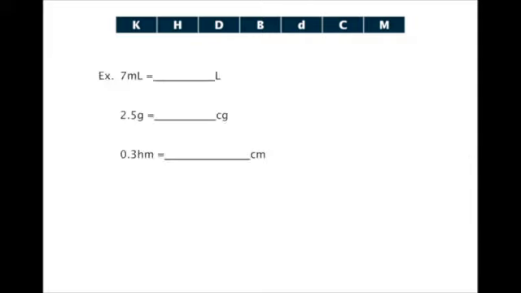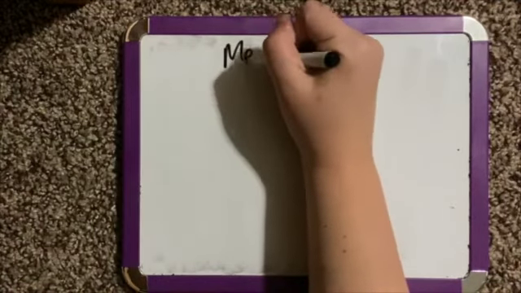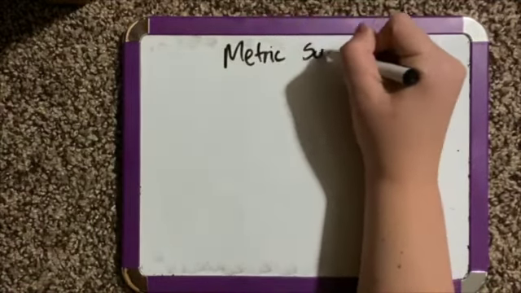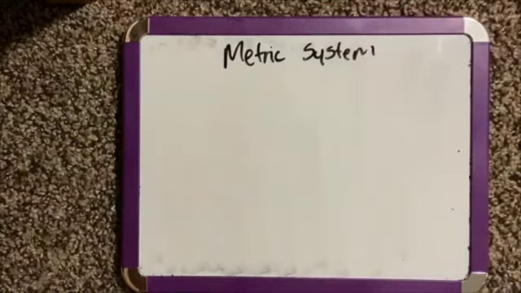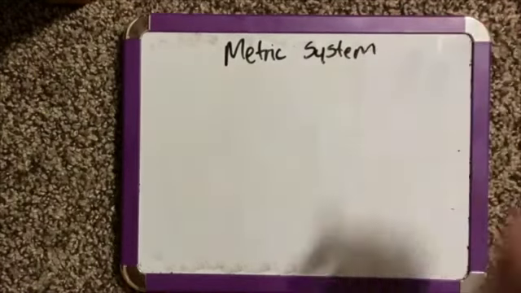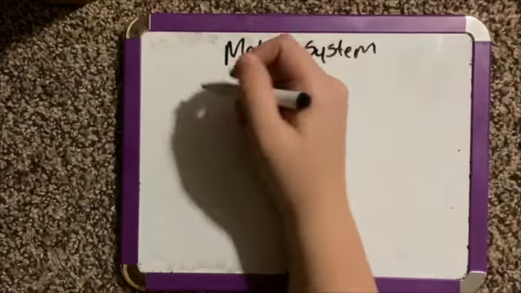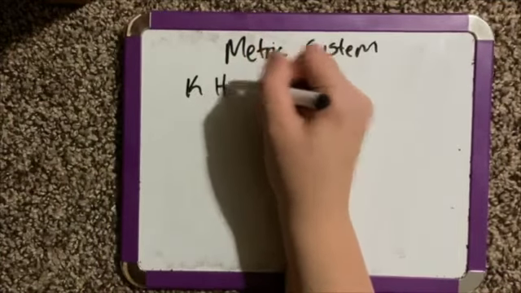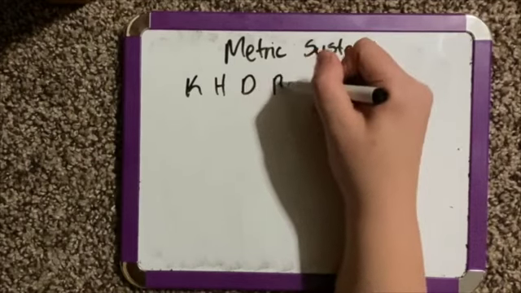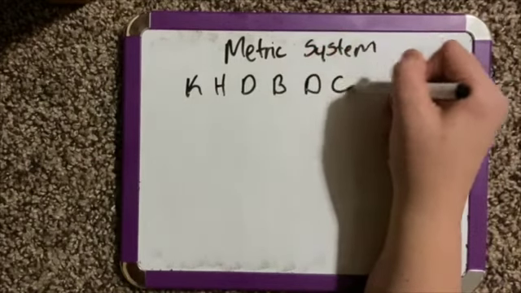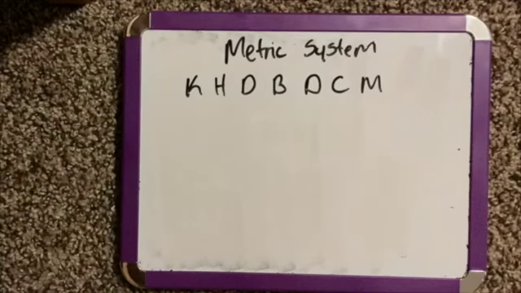All right, so on a dry erase board, you're going to see me walk through these examples, and I will show you how to work these out and get the correct answer. Okay, so we're going to do some example problems for the metric system. So the saying that helps me remember the prefixes is King Henry dies before drinking chocolate milk.